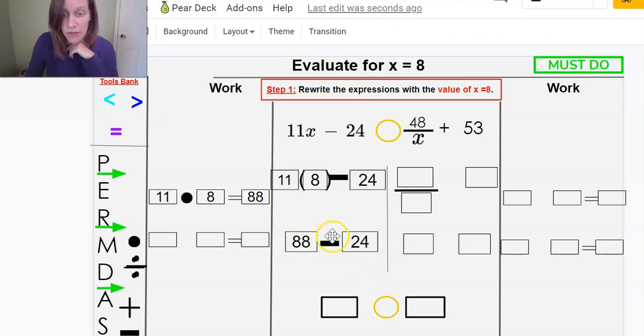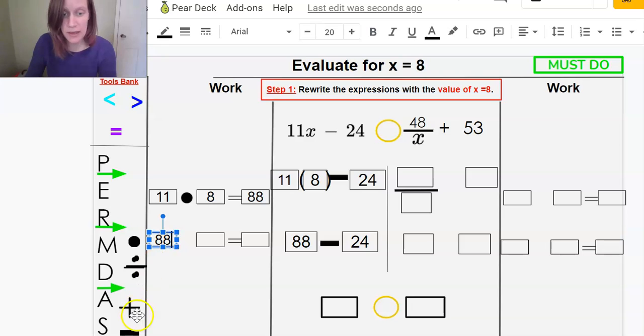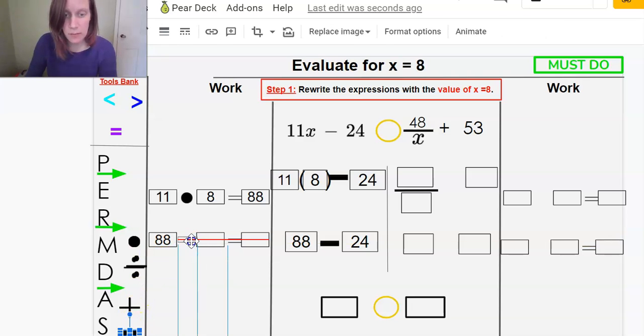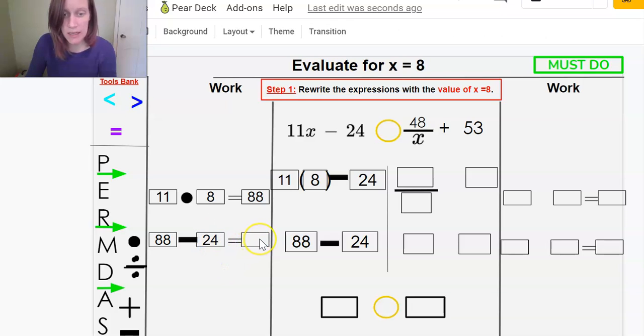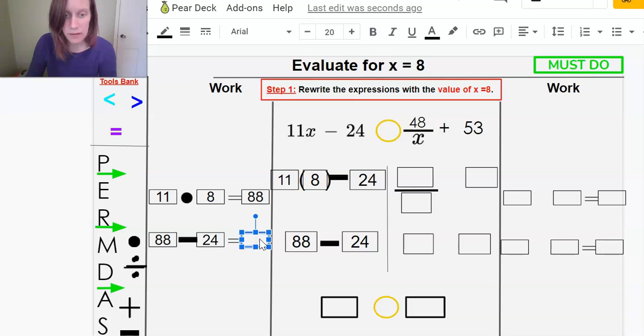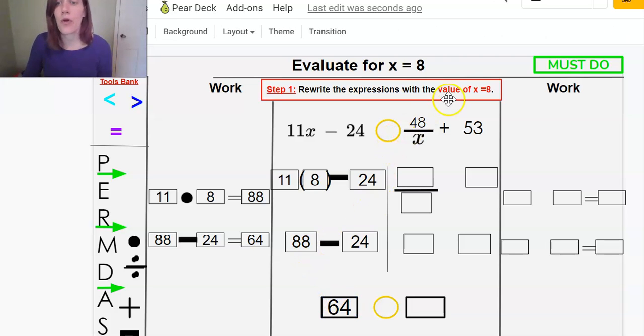This is the last step I have to do. I did my multiplication, and addition and subtraction come next. So now I'm going to do 88 minus 24. And 88 minus 24 is 64. So when x equals 8, 11x minus 24 is 64. So I've done the left side of my inequality.